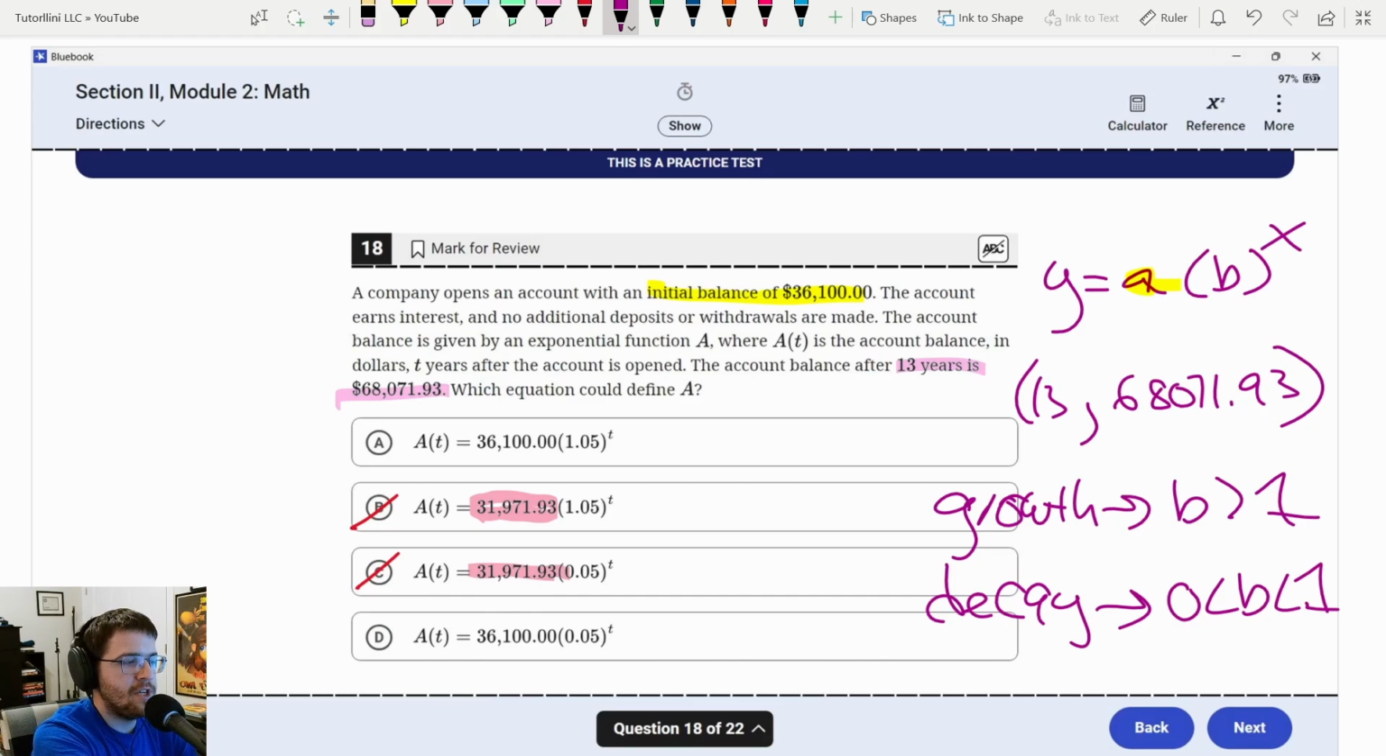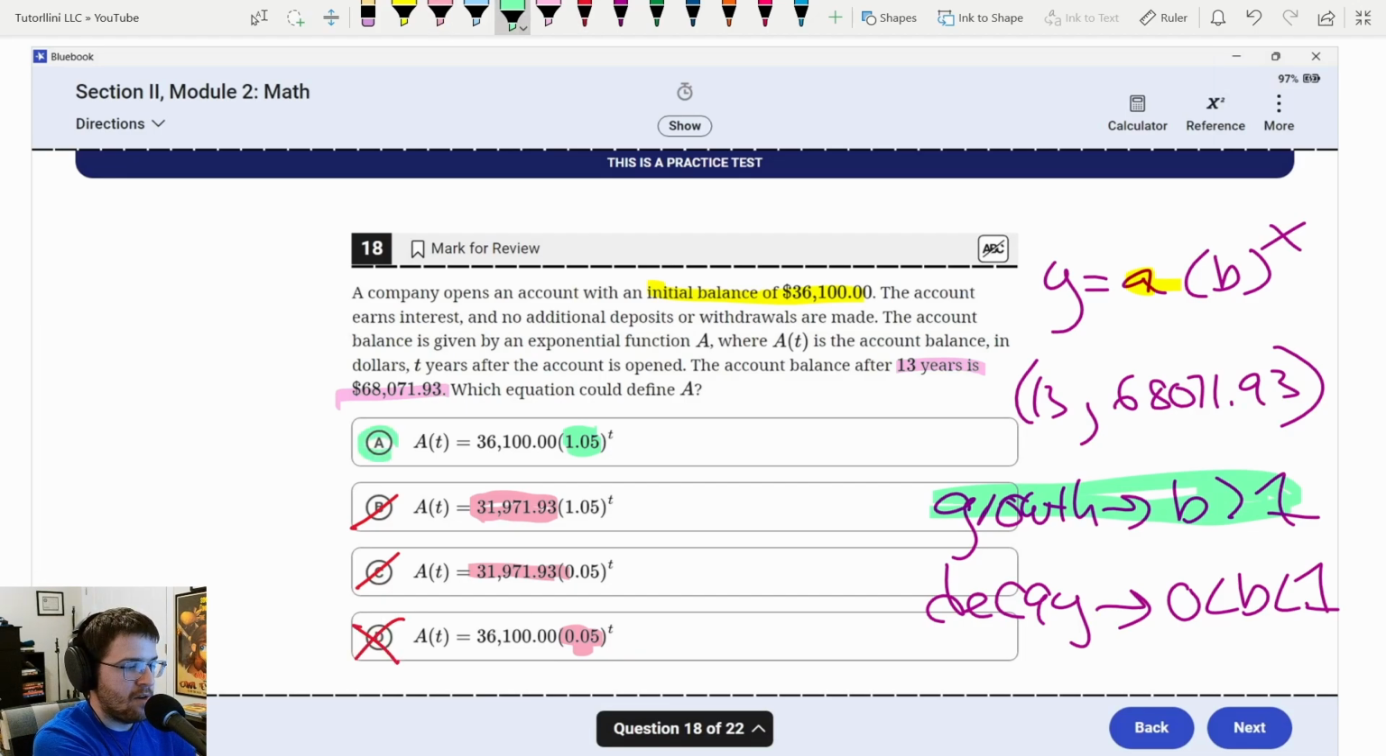So if we go from 36,100 to 68,000, we are growing. We are getting bigger. So b must be greater than 1, and the only one that has that is this one, 1.05. You see this b value. I don't even need to do the math. I know it's wrong because that would give decay. So in 13 years, you would have less than 36,100. So D doesn't make any sense. So D is wrong, but just for a different reason.